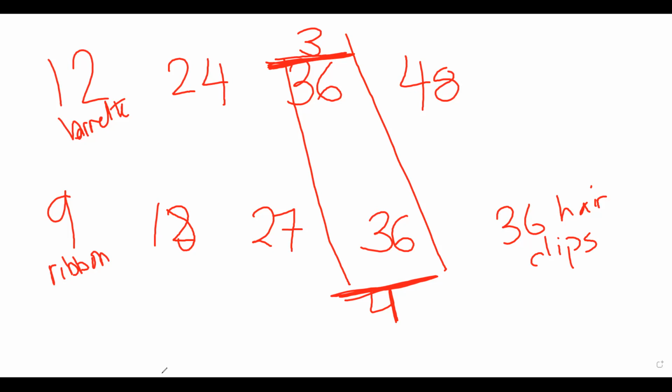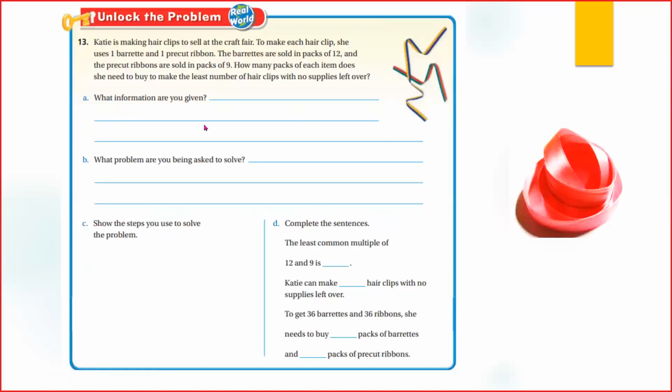So here, what do we have? We have a girl, or a lady, who wants to make hair clips with 1 barrette and 1 pre-cut ribbon. So now I will highlight the keywords for this type of question.